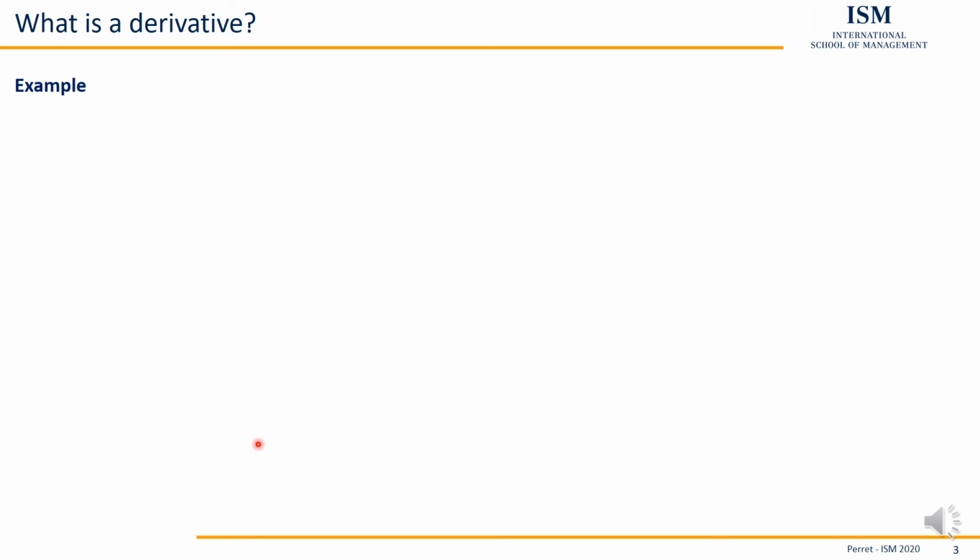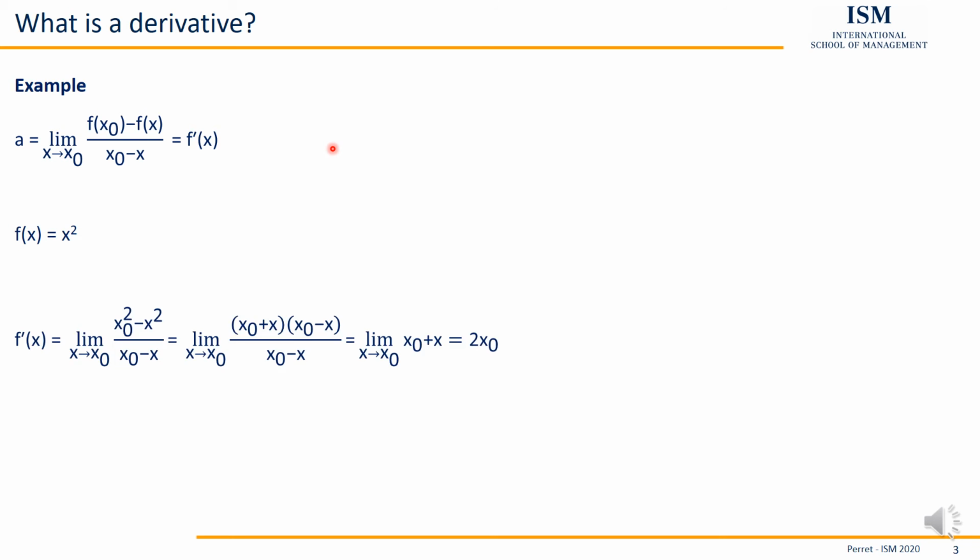Let's have a short look at an example of how this works in practical terms. That's again what I mentioned before as a definition of the first derivative in a point x0. So let's consider this function x squared. If I insert this generally into my expression up here, I will get x0 squared minus x squared, so that was f of x0, divided by x0 minus x.